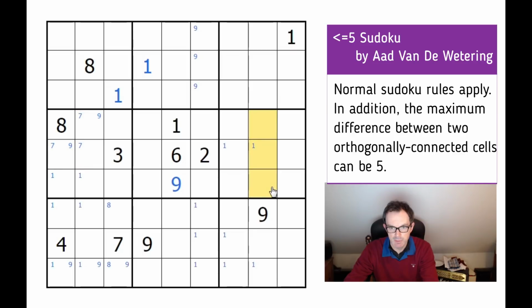Now, 9's in this box. Can't put a 9 next to a 2. So the 9 is in one of those 3 squares. And in this top box, I think we can limit the 9s to 4 positions, but I'm not sure I see the value of pencil marking that, so I'm not going to.